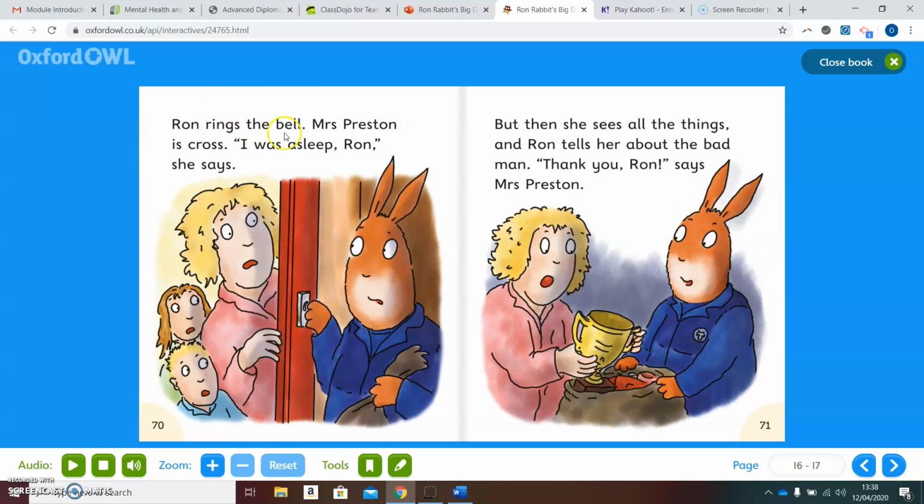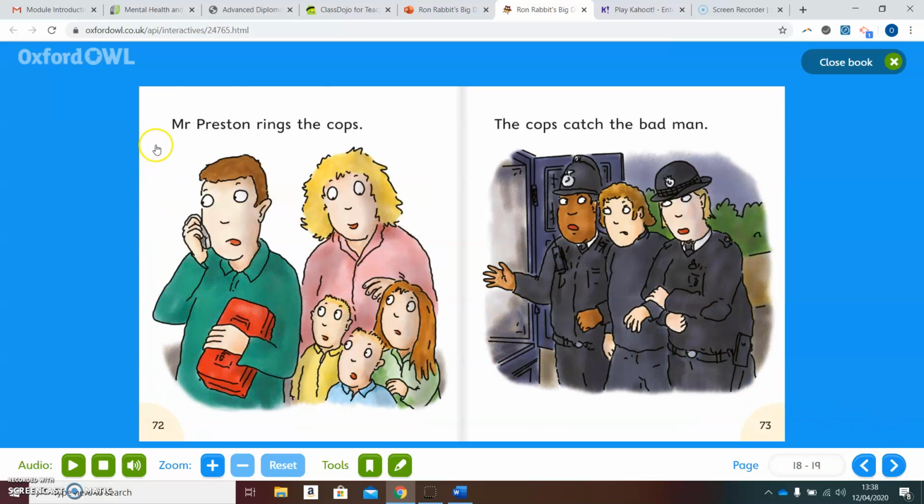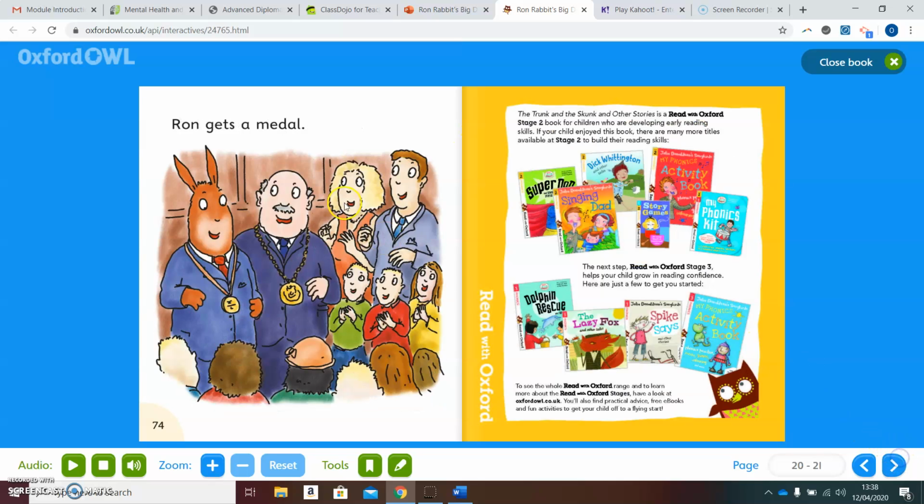Ron rings the bell. Mrs. Preston is cross. I was asleep, Ron, she says. But then she sees all the things and Ron tells her about the bad man. Thank you, Ron, says Mrs. Preston. Mr. Preston rings the cops. The cops catch the bad man. Ron gets a medal.